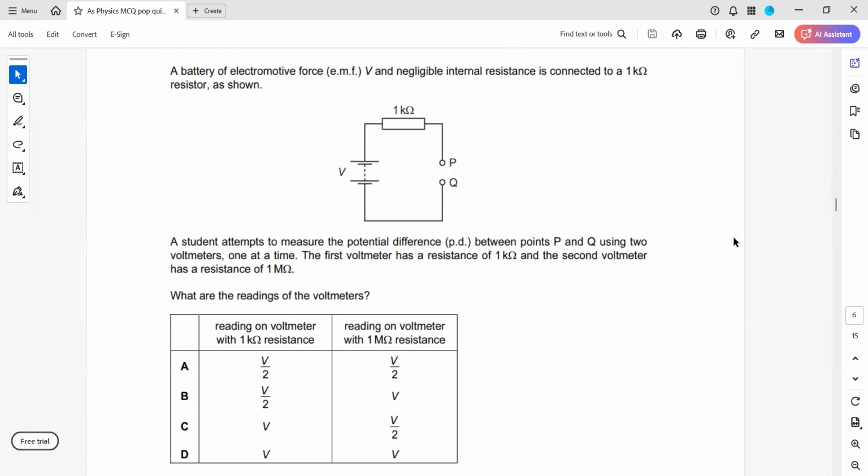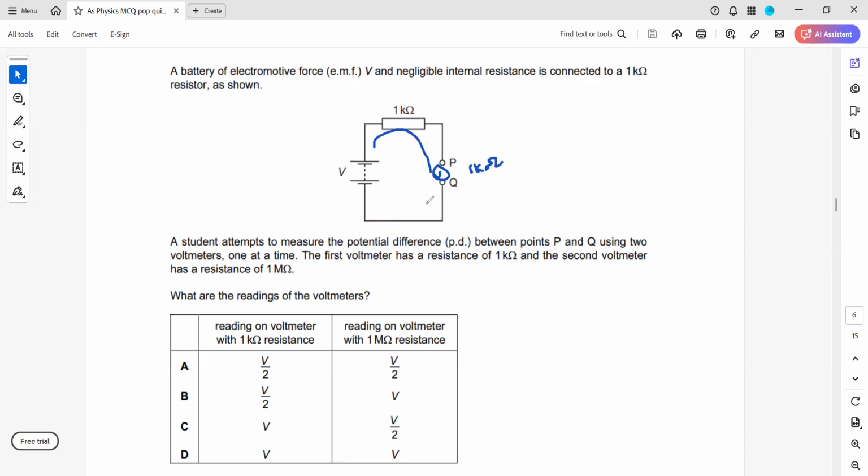A battery of EMF V, negligible internal resistance, is connected to a 1 kilo ohm resistor. A student attempts to measure the potential difference between the points P and Q using 2 voltmeters, one at a time. The first voltmeter has a resistance of 1 kilo ohm, and the second voltmeter has a resistance of 1 mega ohm. What are the readings? So let's say a student connects a 1 kilo ohm voltmeter here. So he connected a voltmeter which has a resistance of 1 kilo ohm.